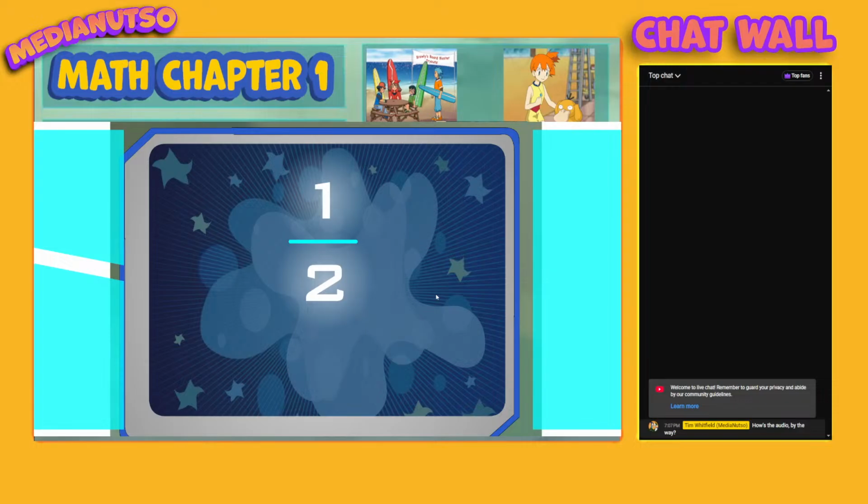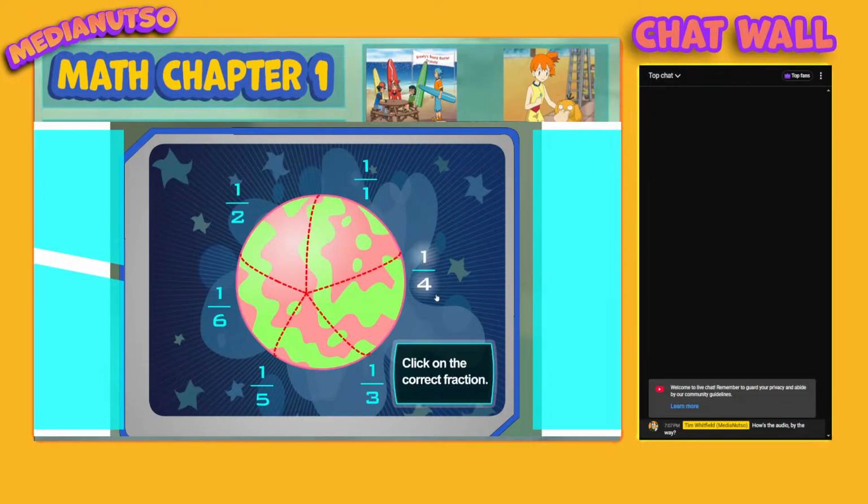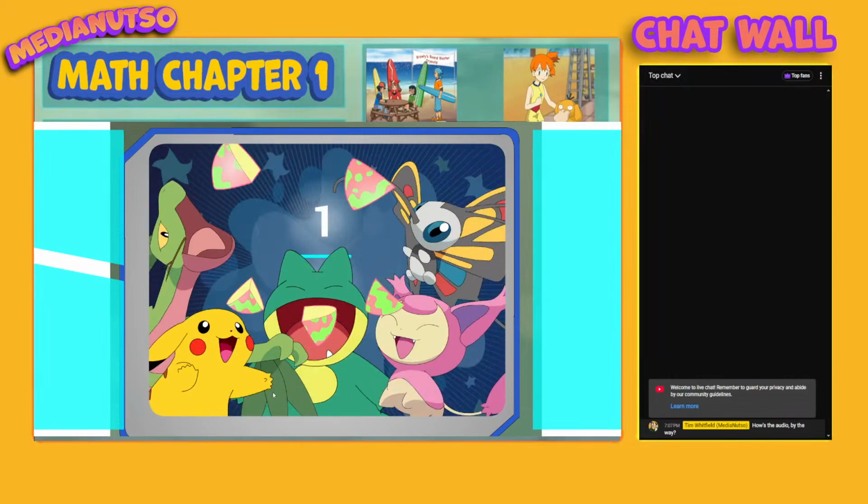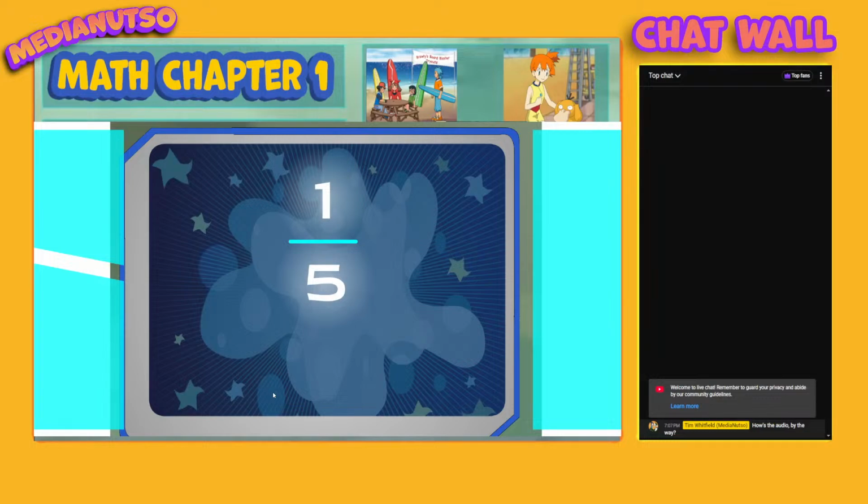If you split something in 2, each piece is 1/2. Let's try some more problems. What if we wanted to share the berry with 5 Pokemon? What fraction of the berry would each Pokemon get? If you split something in 5, each piece is 1/5.